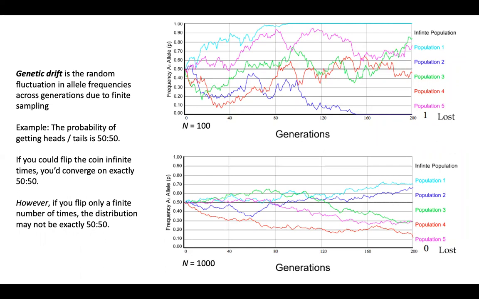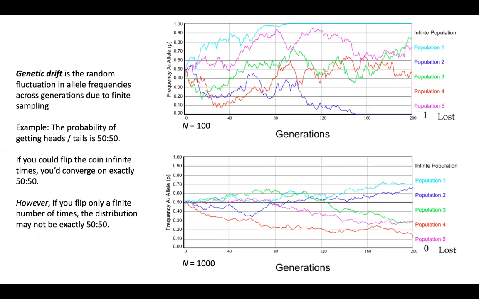If you toss a coin, you have a 50-50 chance of getting heads or tails. And if you could flip that coin an infinite number of times, you'd get exactly that distribution, 50-50. But if you flip it a finite number of times, you're likely to not get exactly 50-50. You might get something very close, but it won't be exactly that. In fact, the more times you flip it, the closer and closer you'll get to that 50-50 distribution that you expect. This is more or less how drift works.